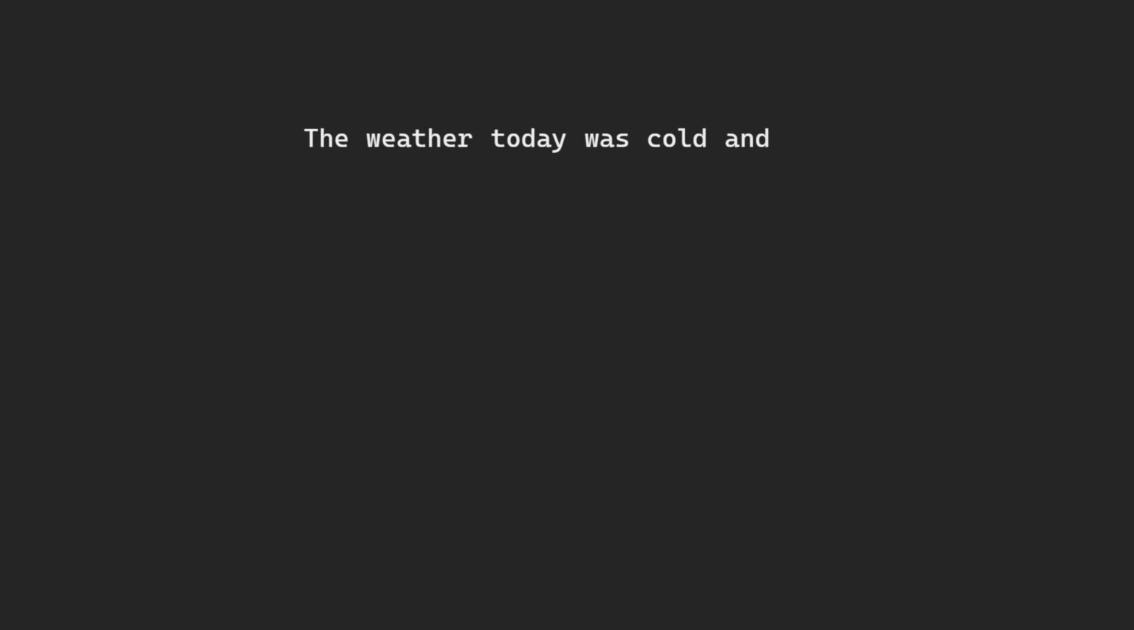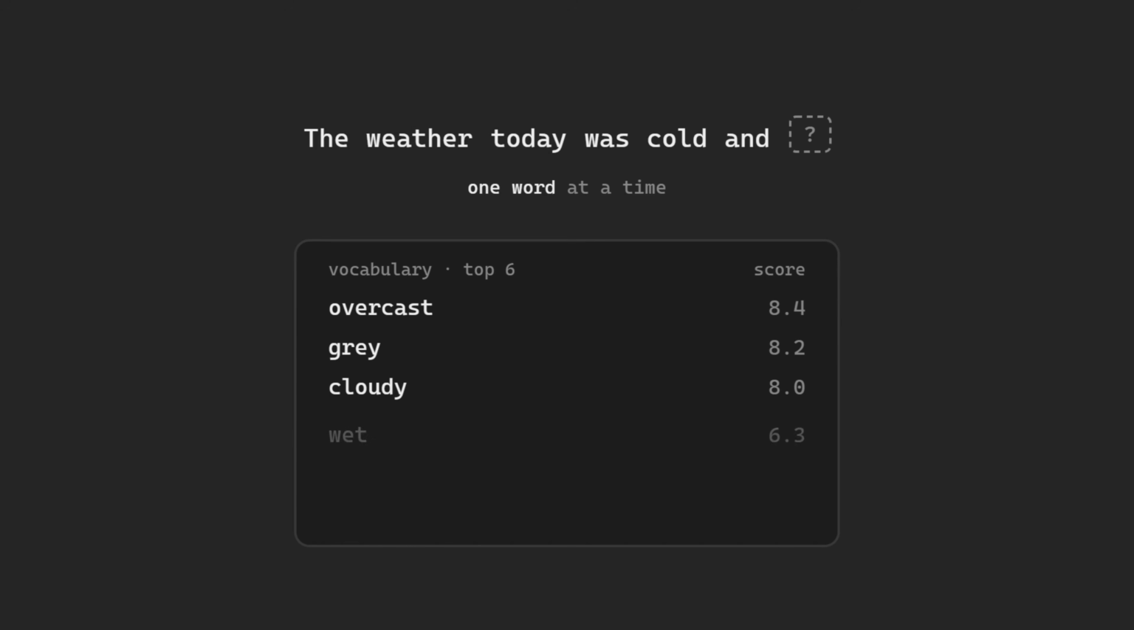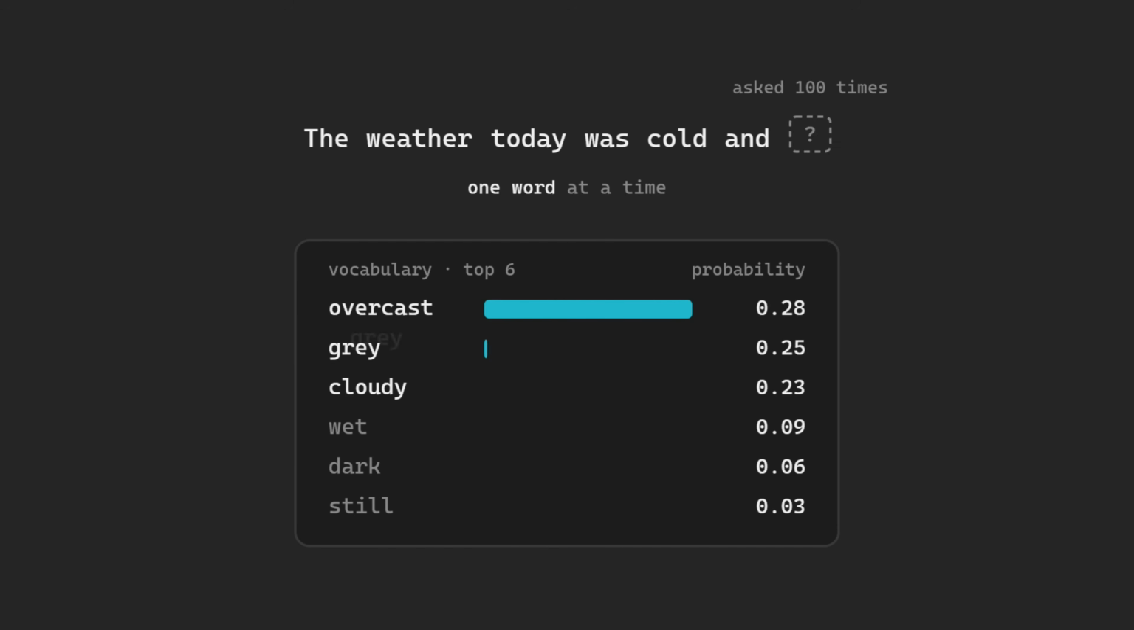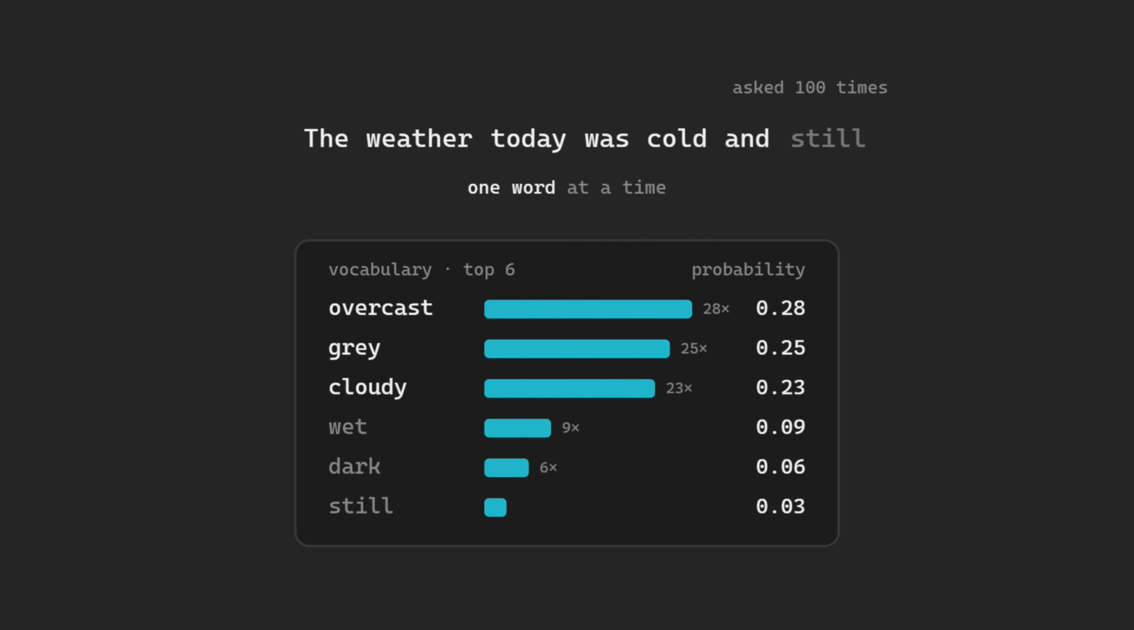So let's start with how AI writes at all. It works word by word, and before generating the next one, it scores every word in its vocabulary, and those scores turn into probabilities. The higher the probability, the more likely that word is to come out. Ask the same question 100 times, and about 28 of the answers come back with overcast, 25 with gray, and so on. And usually several words fit.